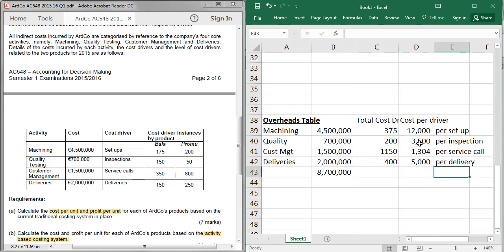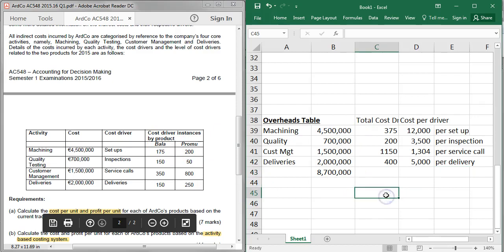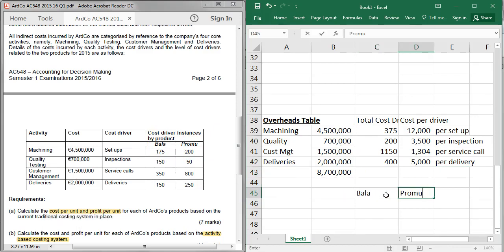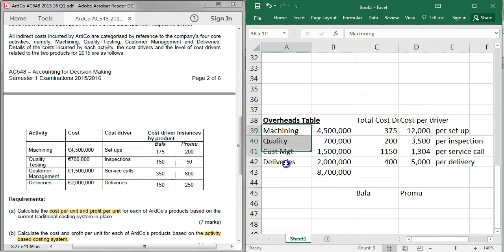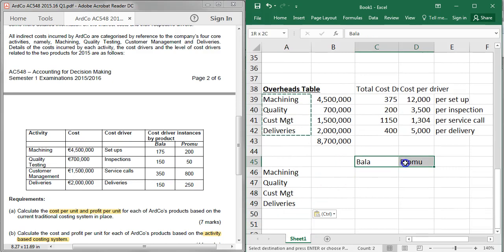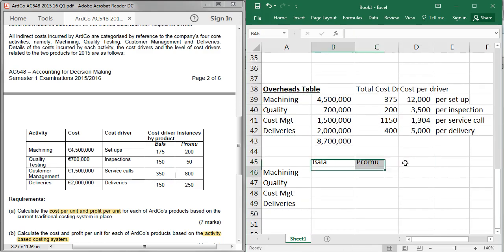And once you have that cost done, you then allocate the overheads to each of the products. So we need to allocate it then for Bala and for promo. So your first step, as always, get the cost per cost driver, which is useful in itself for activity-based management. But then we need to allocate each of these: machining, quality, customer management, deliveries, to Bala and promo, based on what they actually use.